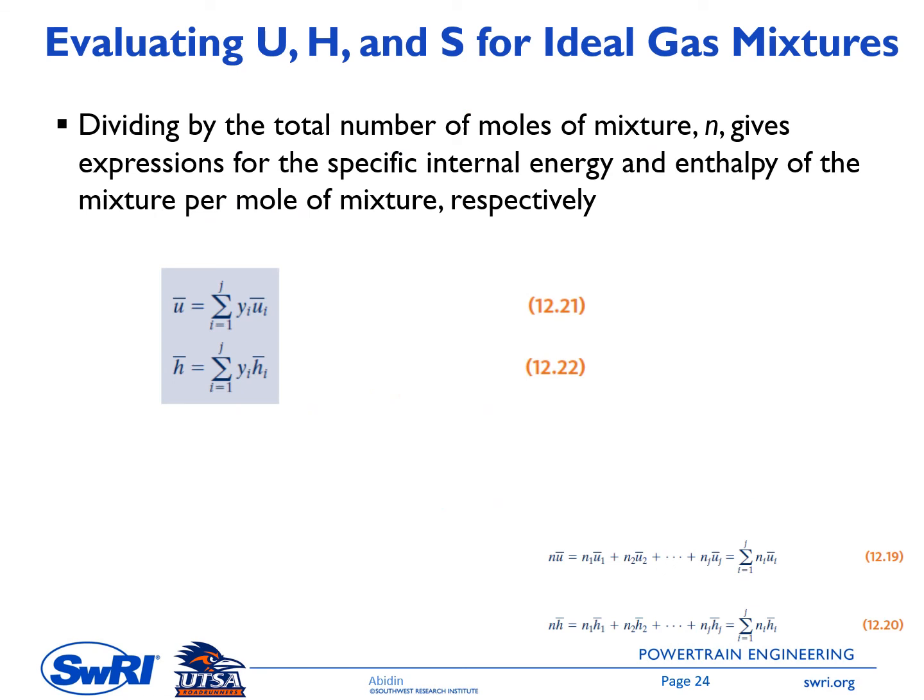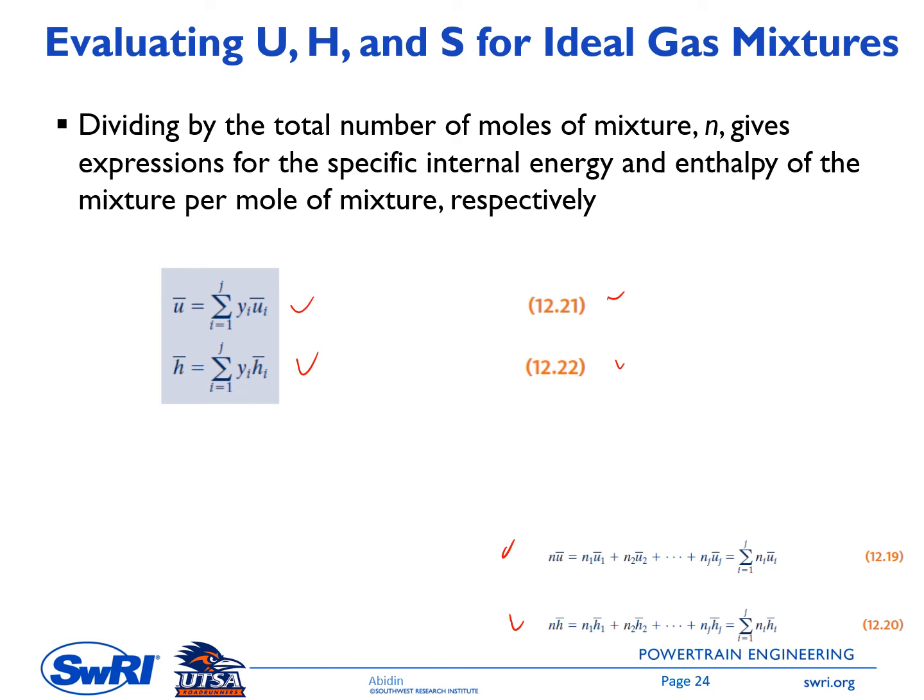And then if we divide each term in equation 12.19 and equation 12.20 by n, shown at the bottom right, you will get the expressions for the specific internal energy and enthalpy of the mixture per mole of mixture. You will get equation 12.21 and equation 12.22. This is for the specific internal energy and this is for the specific enthalpy, per mole of mixture.